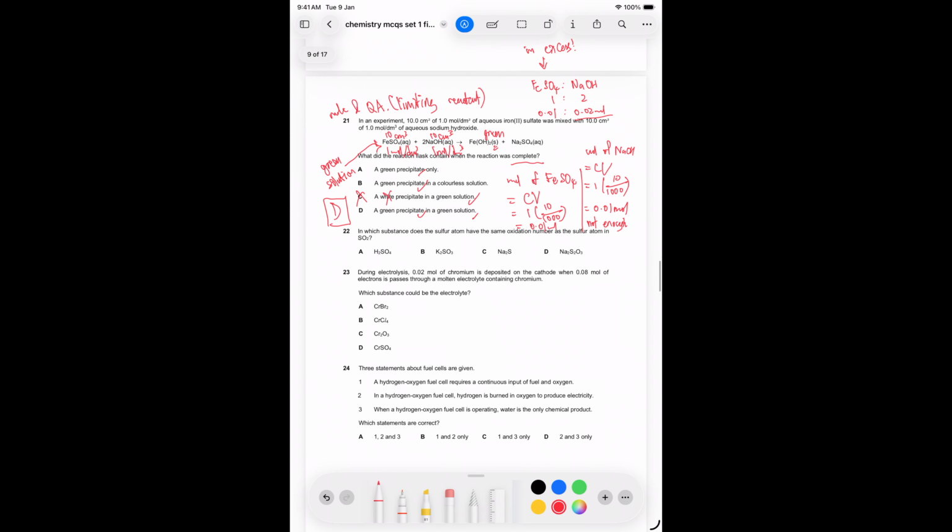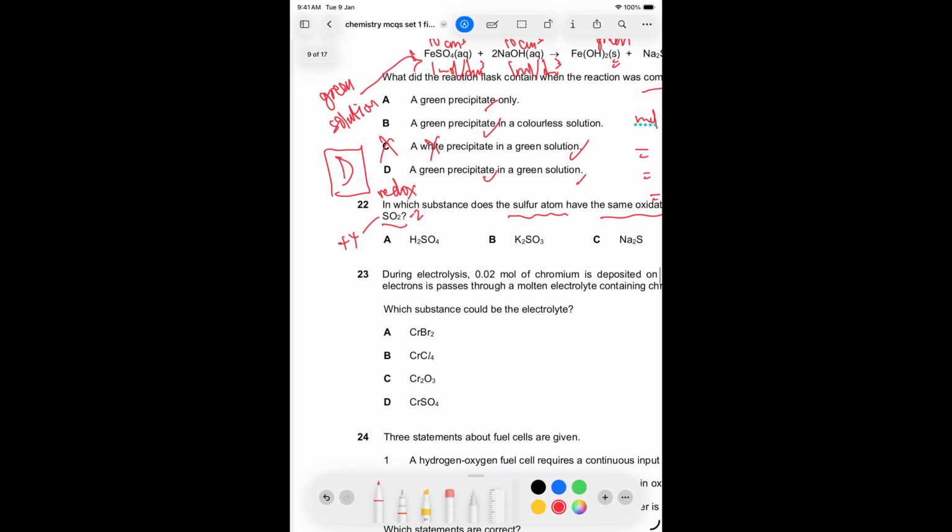Question 22. Which substance has sulfur atoms with the same oxidation number as the sulfur atoms in SO2? Oxygen is -2 times 2 becomes -4. So sulfur in this case will be +4. So this is a redox question. You are looking for +4. Whichever gives you +4, that's the answer. Let's start with this one. Oxygen is -2, hydrogen is +1. There's 2 of it, so it's +2. Then this is -8. So sulfur should be +6 to balance out everything. This is just for your working.